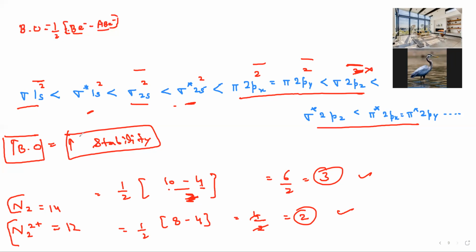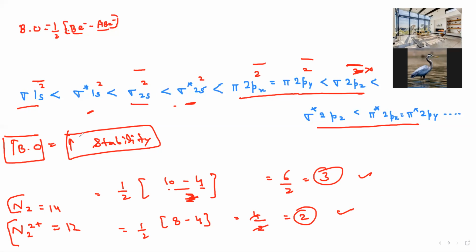Which one is more stable? N2. But there is a twist. What is that twist? This series is only applicable up to 14. If you have anything with more than 14 electrons, you have to make a little bit of change.